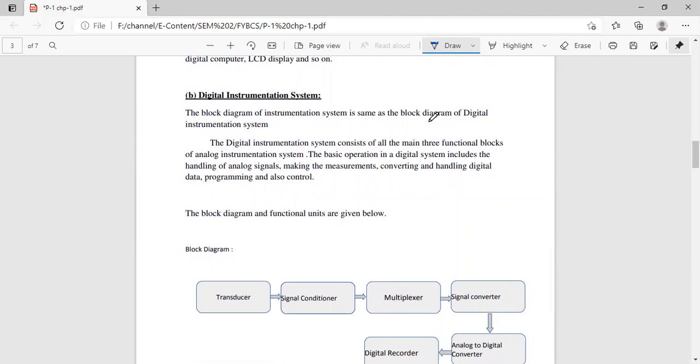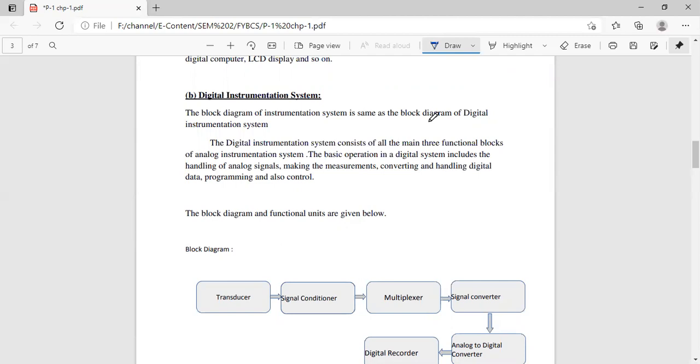The digital instrumentation system contains all the main three functional blocks of the analog instrumentation system. Which were these three blocks? The first one is the first element, that is the sensor or transducer, then the secondary element, and the last one is the output display. So all these three things are present in the block diagram of the digital instrumentation system. Now, what is the difference between analog and digital? We'll see that. The digital instrumentation system consists of all the three main functional blocks.